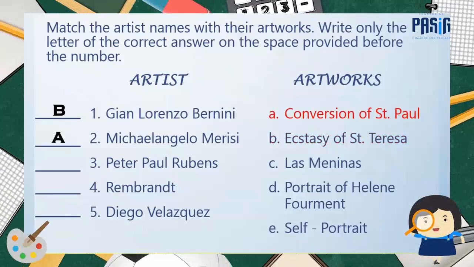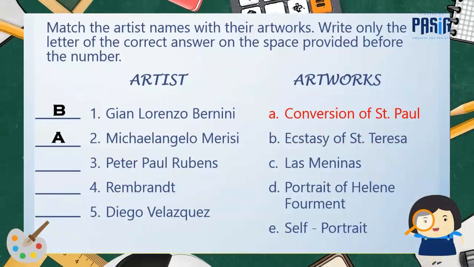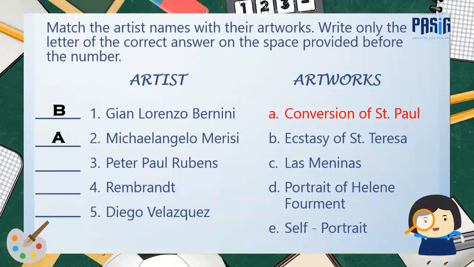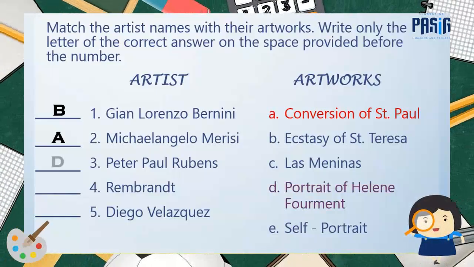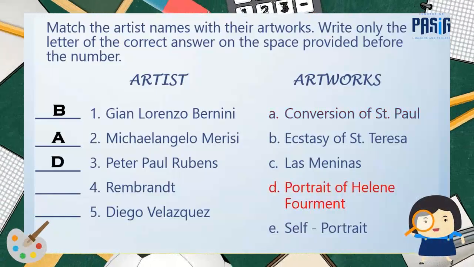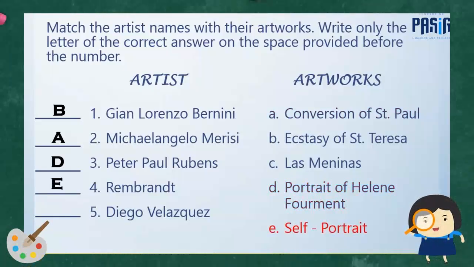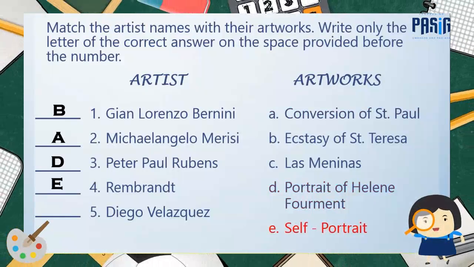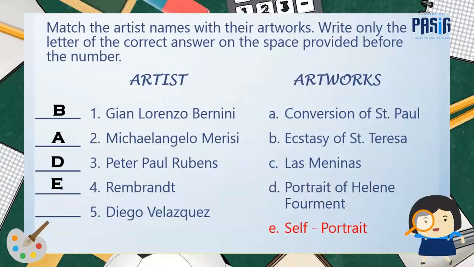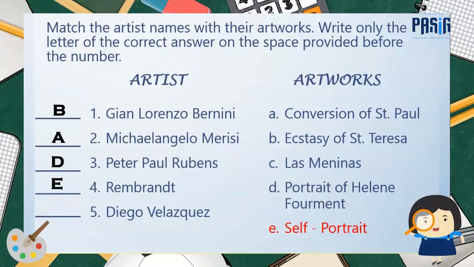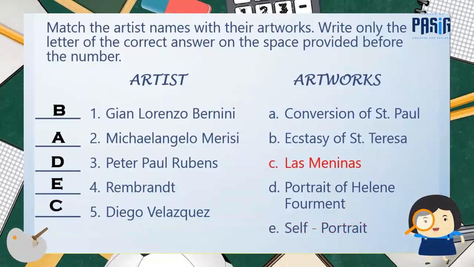Good job! 3. Peter Paul Rubens. What do you think is the correct answer? The correct answer is E. Self-portrait. Bravo! You got it right! 5. Diego Velázquez. What do you think is the correct answer? The correct answer is C. Las Meninas. That's great! You got a perfect score!